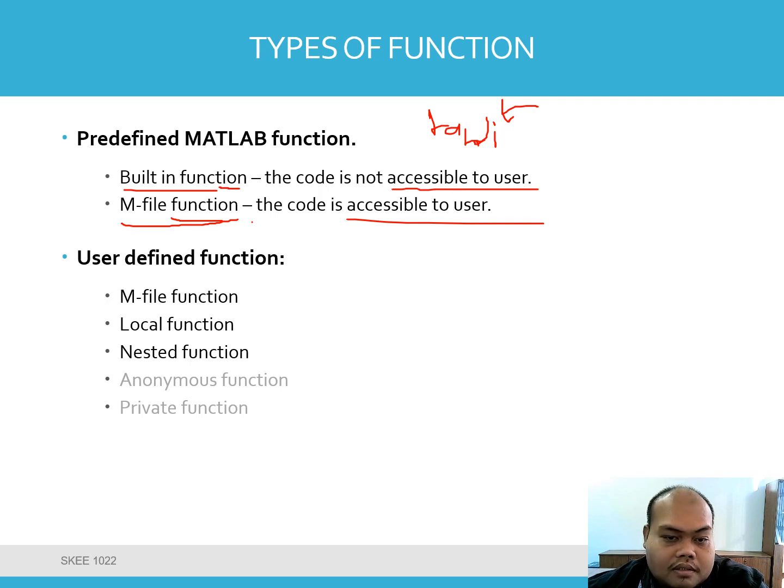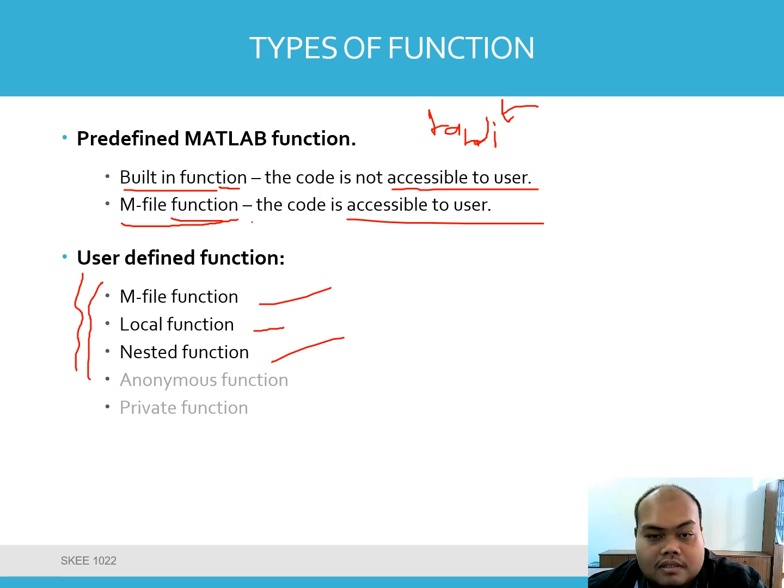So mfile function, local function, nested function. This one you need to know. For now, you just need to know this. The mfile function I mentioned before. And the local function is basically inside the main script. You put the function below the main function. For the other functions, you don't need to know for now. But for nested, I will show you after this.